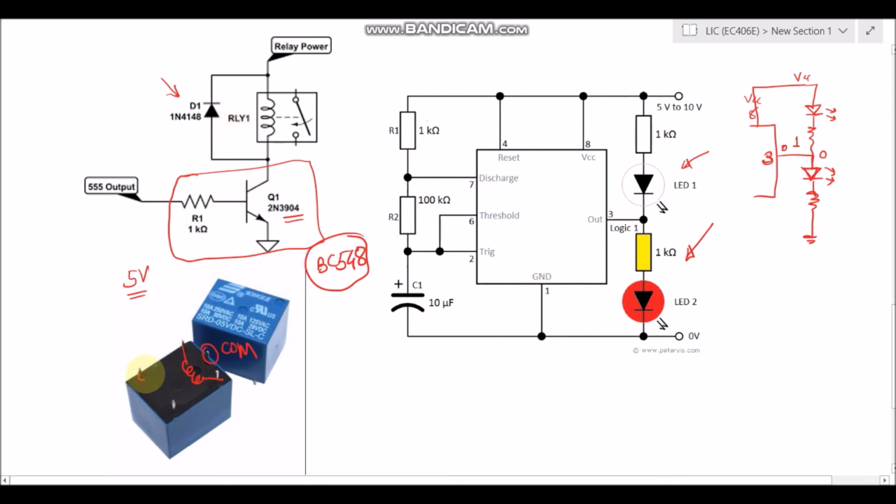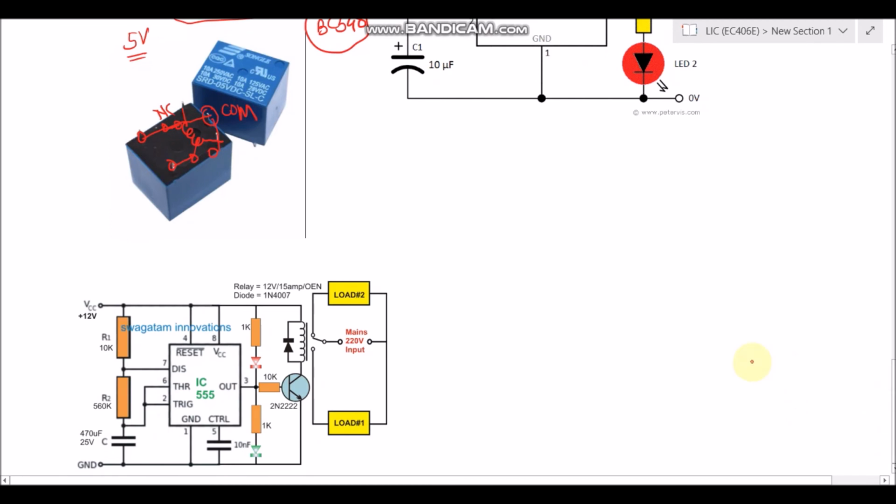Now between this pin and the common pin, one will be a normally closed switch, and between the other pin and the common pin there will be a normally open switch. So totally this circuit will look like this, where through this driver we have connected the relay. You can connect two different loads, one to NO and one to NC, normally closed. In our experiment, we have connected to normally closed.